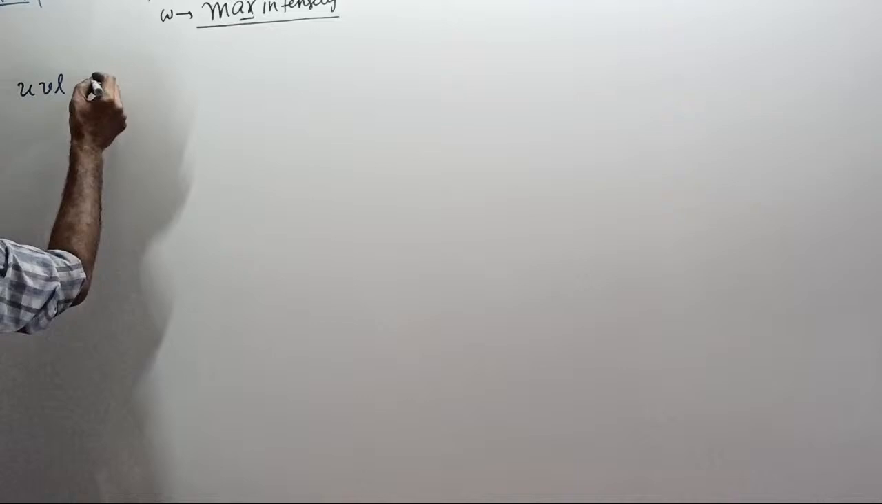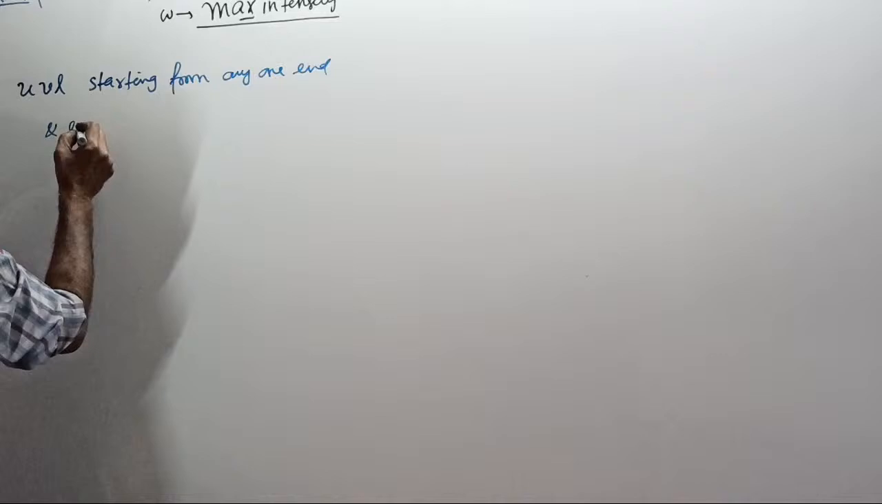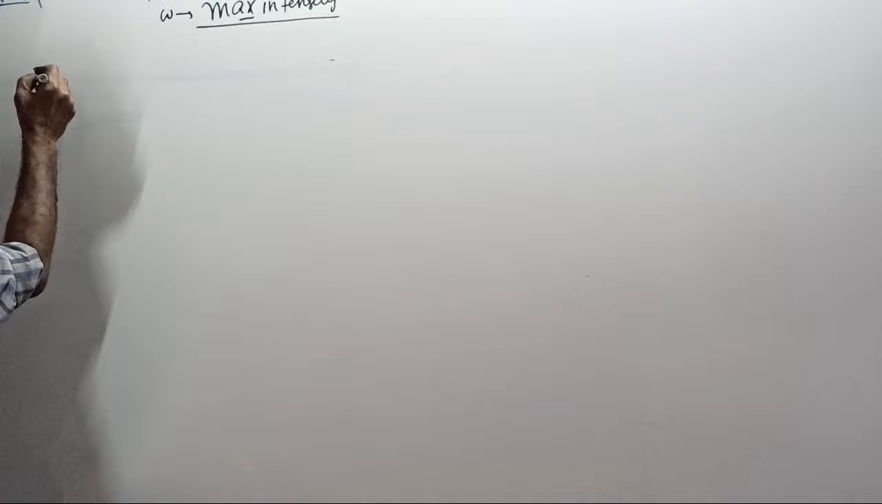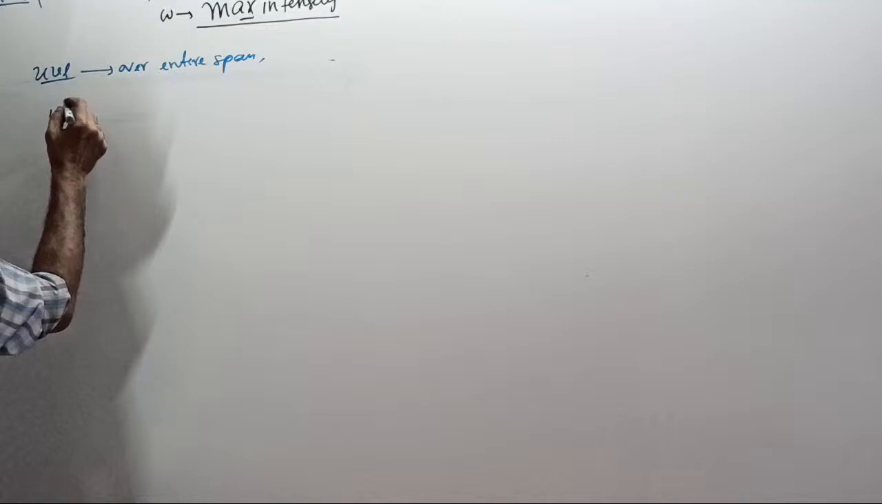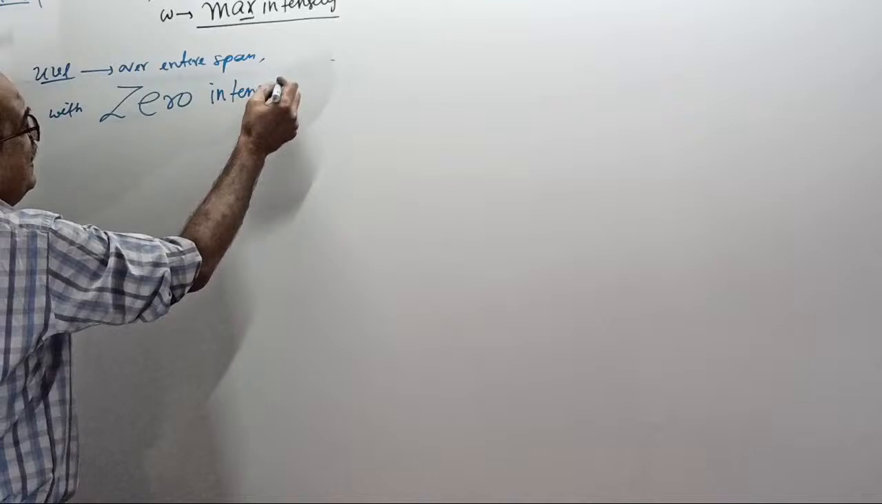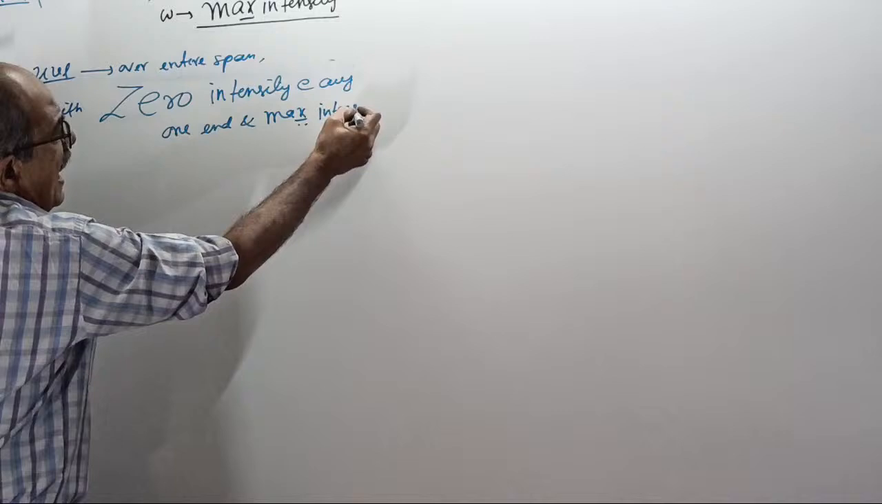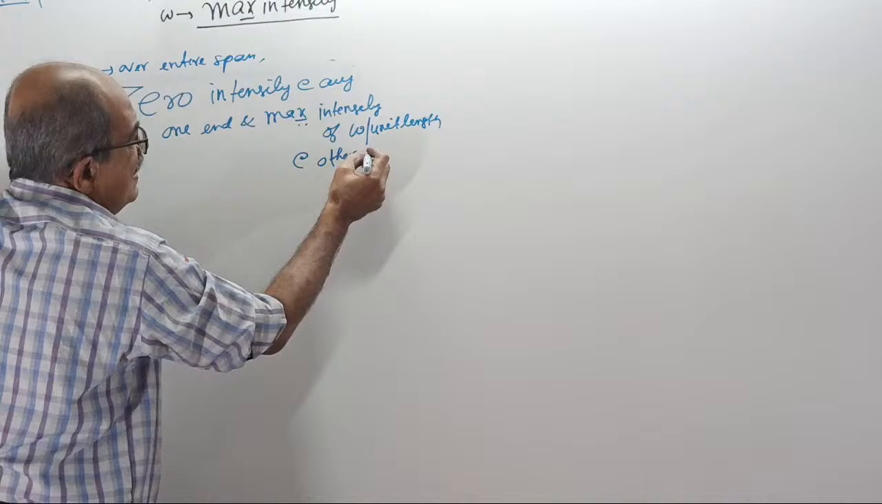UVL starting from any one end and extending, I'll put some other way. UVL is the first one, I'll put here. UVL over the entire span with zero intensity at any one end and maximum intensity of W per unit length at the other end.